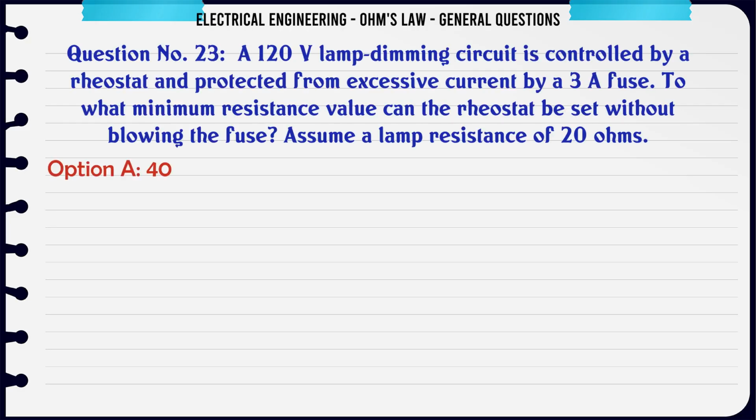A 120V lamp dimming circuit is controlled by a rheostat and protected from excessive current by a 3A fuse. To what minimum resistance value can the rheostat be set without blowing the fuse? Assume a lamp resistance of 20 ohms. A. 40, B. 4, C. 2, D. 20. The correct answer is 20.